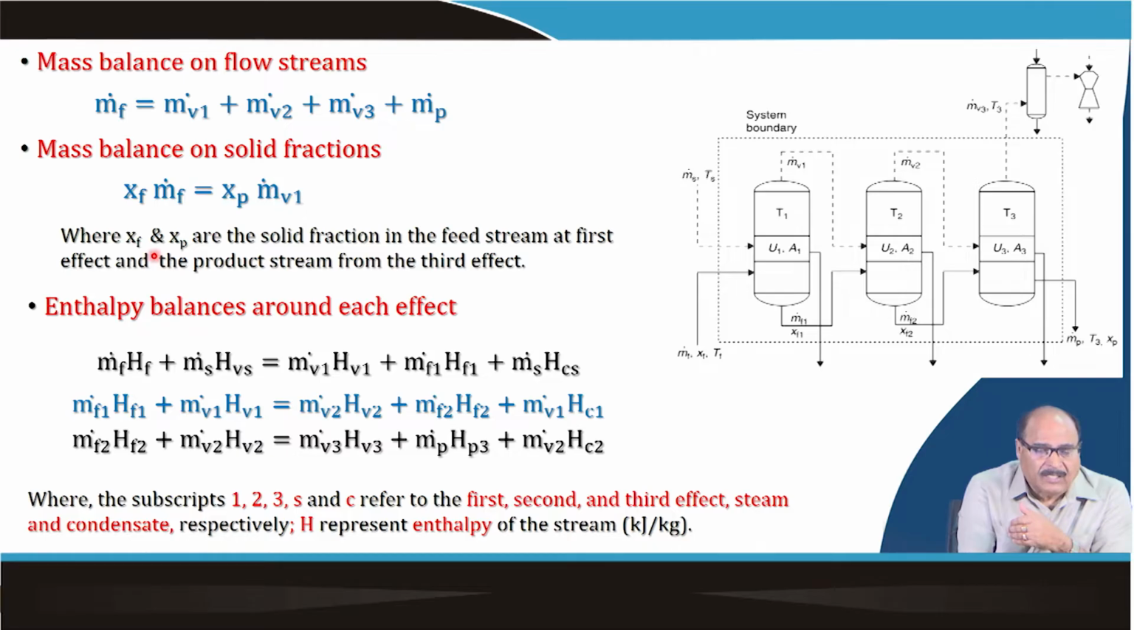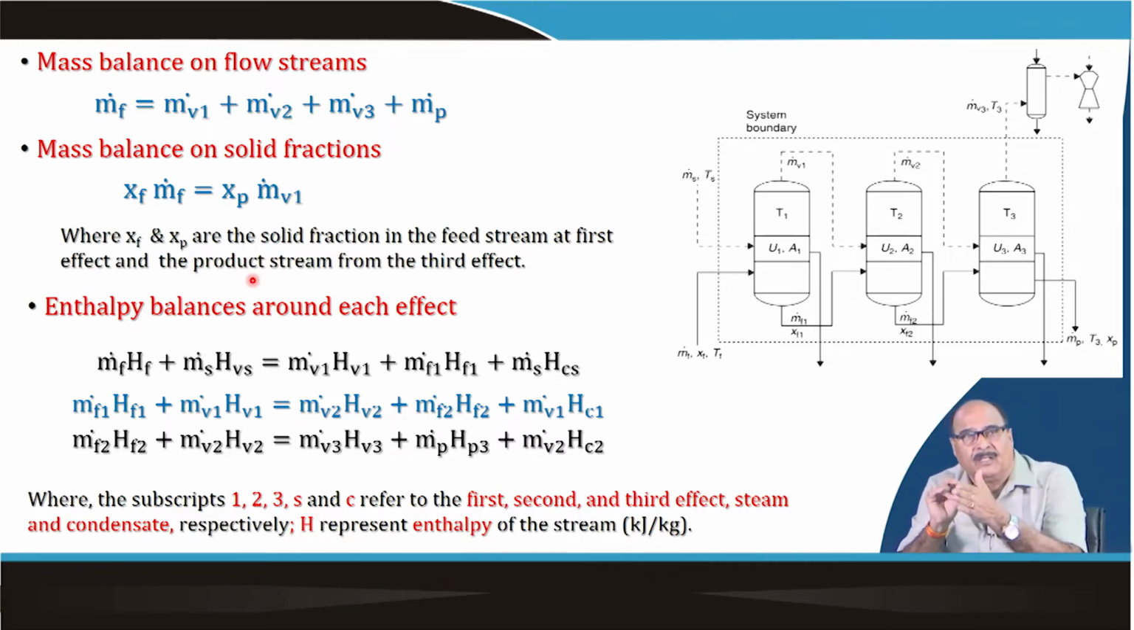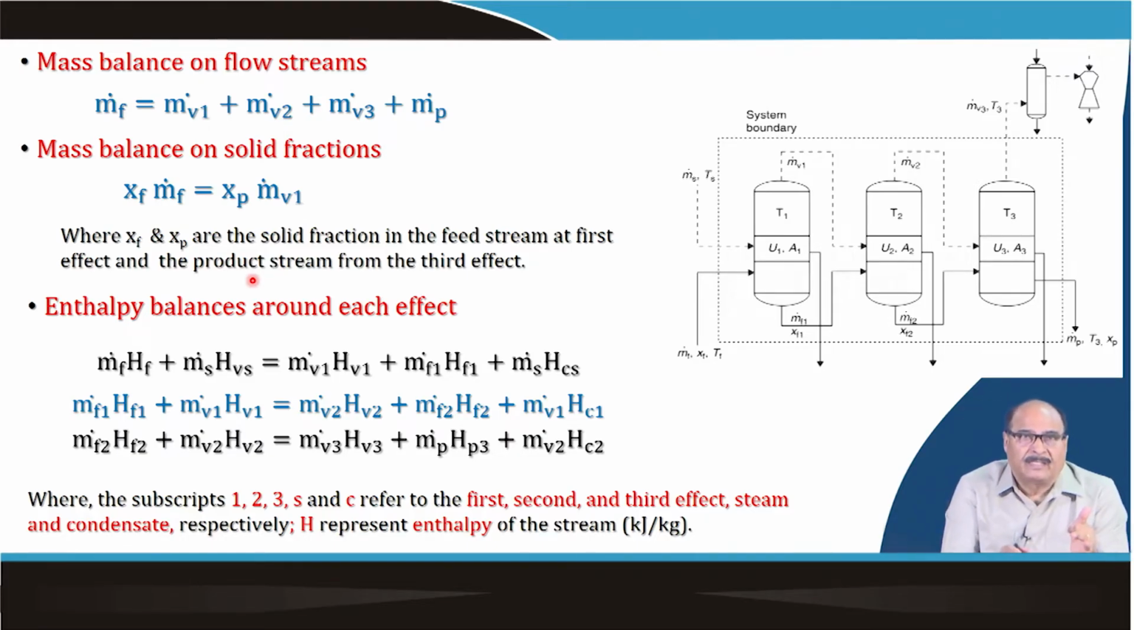Here XF and XP are the solid fractions of the feed stream at the first effect and the product stream at the last effect. So, the mass balance may be XF MF is equal to XP MV1. Similarly, the enthalpy balance around each effect can be calculated using these equations. Here MAF HAF plus MAS HBS is equal to MV1 HV1 MF1 HVF1 or MAS HS HCS.